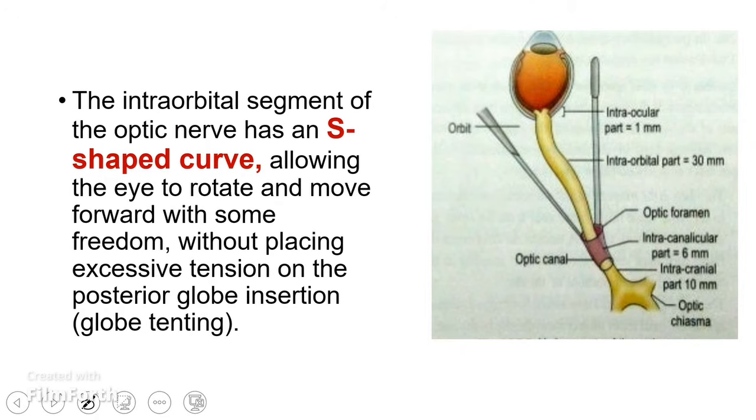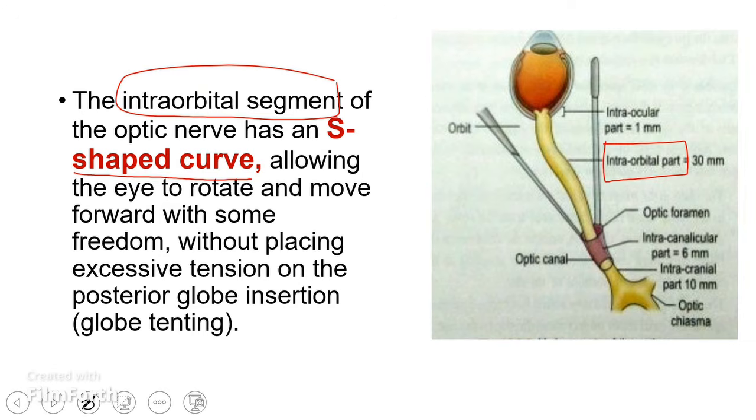Another important clinical point that I want you to know is regarding the intraorbital segment of the optic nerve. I already have a video on the channel regarding the anatomy of the optic nerve. In that, I told you that the segment of the optic nerve which passes from the eyeball to the optic foramen is called the intraorbital portion of the optic nerve, right? Now, this intraorbital portion actually has an S-shaped curve, a sinuous path in the orbital portion.